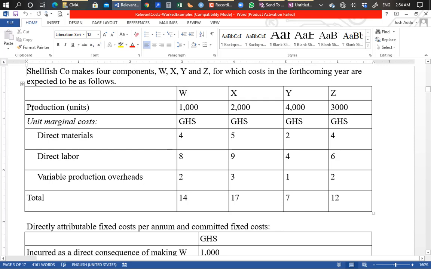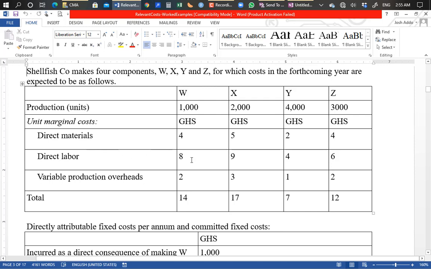First of all, we've been given the level of production in units. We expect to produce 1,000 units of product W, 2,000 units of product X, 4,000 units of product Y, and 3,000 units of product Z. And these are the variable costs of making each of the products. First of all, we have direct material cost. It costs us, in terms of direct materials, 4 cedis to manufacture 1 unit of W, 5 cedis to manufacture 1 unit of X, 2 cedis to manufacture 1 unit of Y, and 4 cedis to manufacture 1 unit of Z.